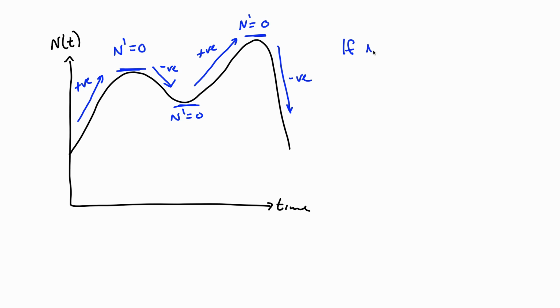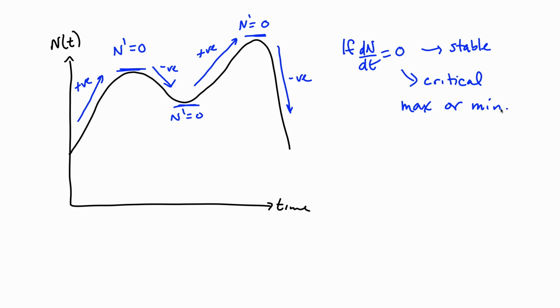So if dn by dt is equal to 0, if it's 0 for a long time, that's what we call stable population growth, because the population is neither growing nor shrinking. But if dn by dt is 0 for a very short interval of time, then it's a critical point in our function, which is usually some sort of maximum or minimum. Down here, where n prime is equal to 0, this is a local minimum. And over here, where n prime is equal to 0, we've got a local maximum, and then the global maximum of our function over here.